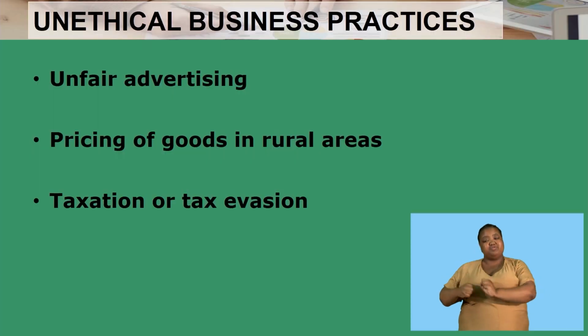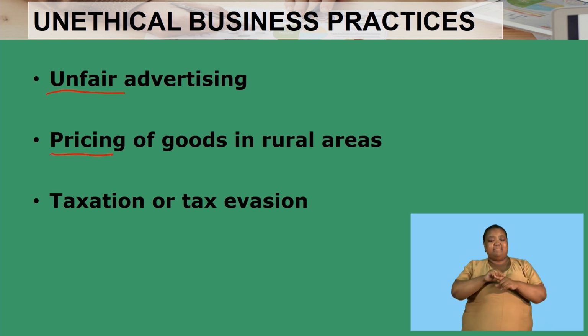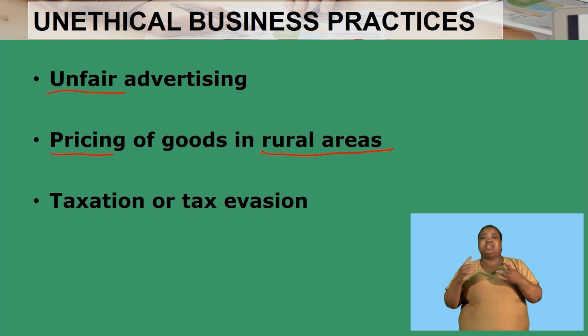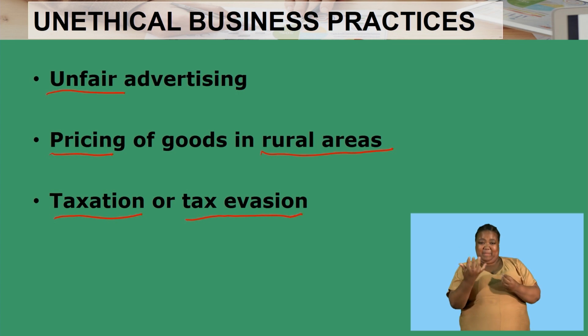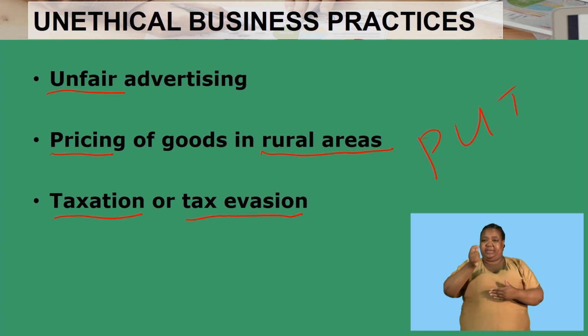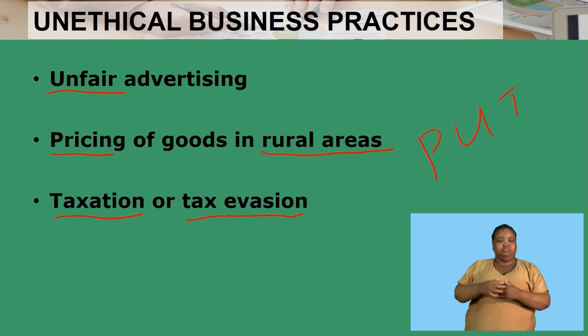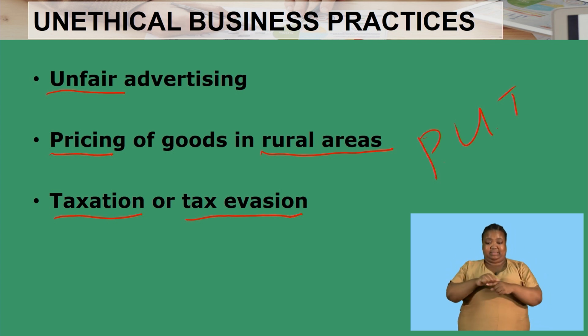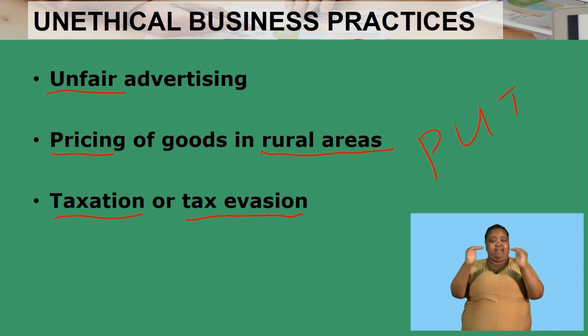Right, so unethical business practice goes as follows. These are the business practices: unfair advertising, pricing of goods, not just pricing of goods in rural areas, very important. Then we've got taxation or tax evasion. I use PUT to remember this. The unethical business practice acronym is PUT. P, pricing of goods in rural areas. U for unfair advertising. And then T for taxation or tax evasion.